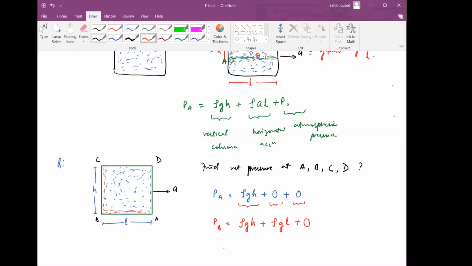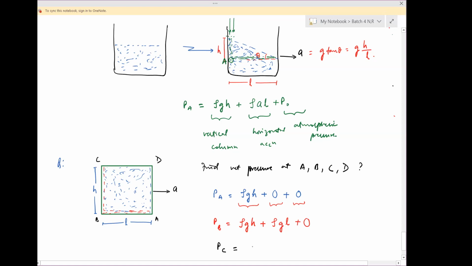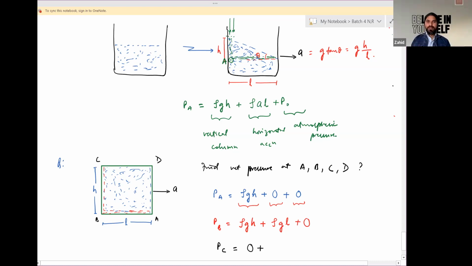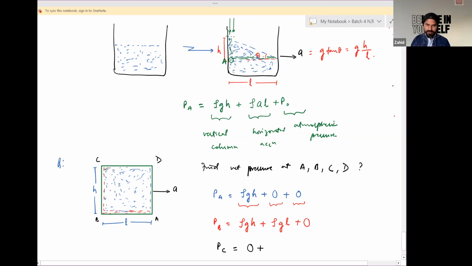Similarly, for point C, check whether there is any vertical column above this particular point C. Is there any liquid above it? No, sir. So pressure due to vertical column will be 0. Next, is there any horizontal component towards the right? Yes, this particular strip, which must be accelerated by A, will generate rho A L. This is A. And there will be no atmospheric pressure as well.